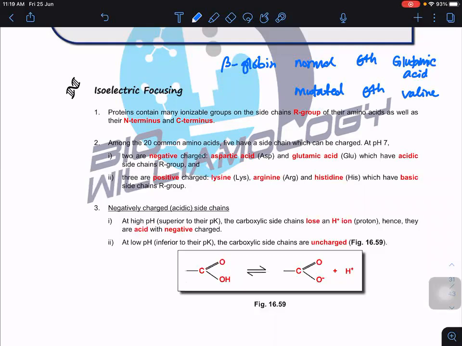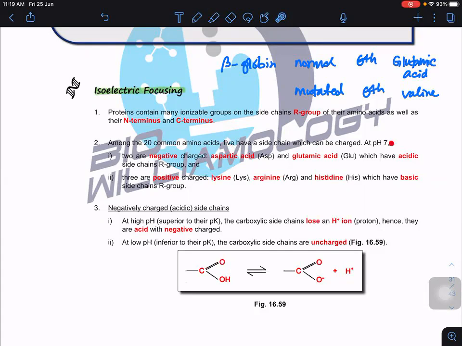Okay, so we have to use another method called isoelectric focusing. So what does isoelectric focusing mean here? Okay, the protein contains many ionizable groups on the side chain R group of the amino acids, as well as the N terminus and C terminus. So we have 20 common amino acids.